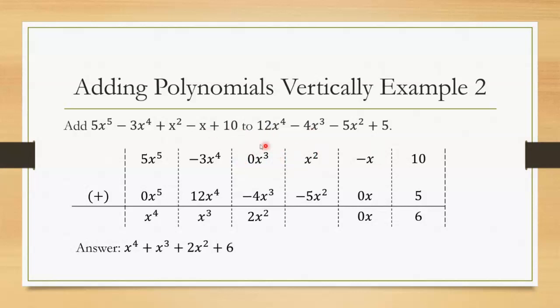Minus x is in a column. 10 is in a column. And over here again, this is the other polynomial. This goes below, like terms in the same column, as you can see. Right, we're using zeros as placeholders.